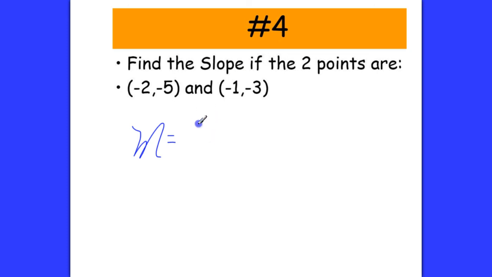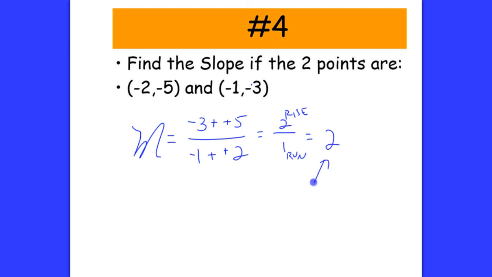So I'm going to go negative 3. I'll start with this y minus this y, negative 5, divided by negative 1 minus negative 2. All right, negative 3 minus negative 5, change that to addition. Negative 3 plus positive 5, that's positive 2. Then change this to addition. Negative 1 plus 2 is 1. That's 2 over 1, or you could just say 2. The rise is 2. The run is 1. So when the denominator is 1, we just call it 2. The slope is 2 on that question.